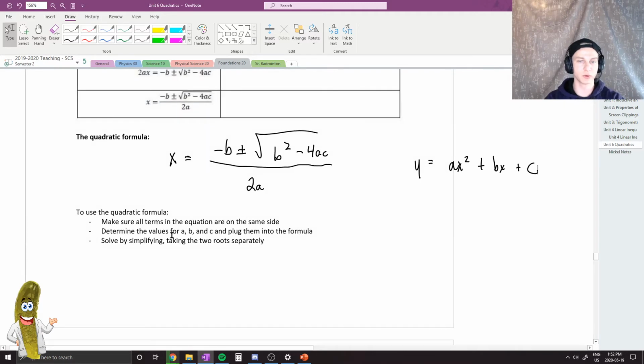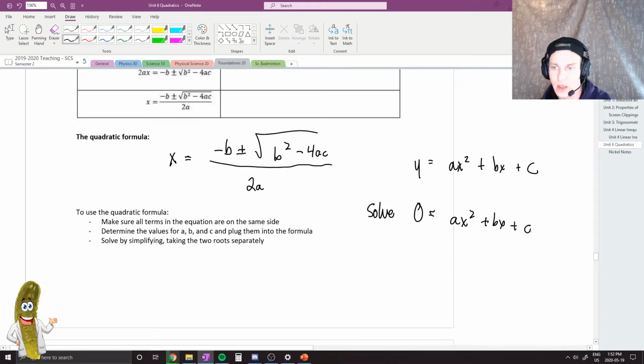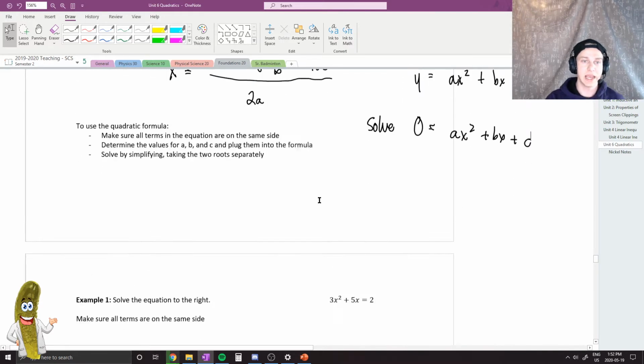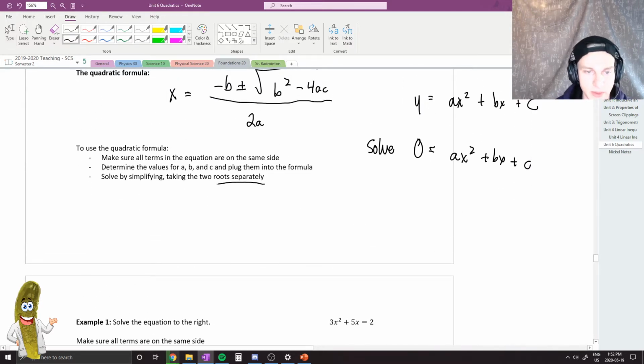The key rules to using the quadratic formula, the restrictions that we have, are that we need to make sure all terms or all numbers are on the same side of the equation. In essence, what we want to solve for with this quadratic formula is when y is equal to 0, and we want to solve for the corresponding x point. So in order to do that, we need everything on the same side. We can then determine values a, b, and c, plug them into the formula, and solve by simplifying. We'll talk about taking the two roots separately, but this is crucial only because of this plus or minus, meaning that we are going to have two potential answers for the quadratic formula.